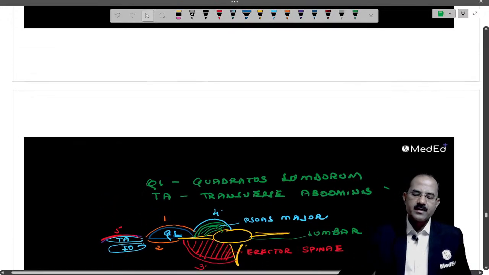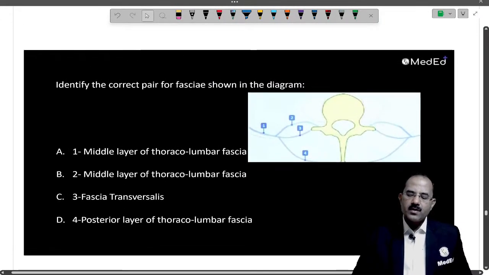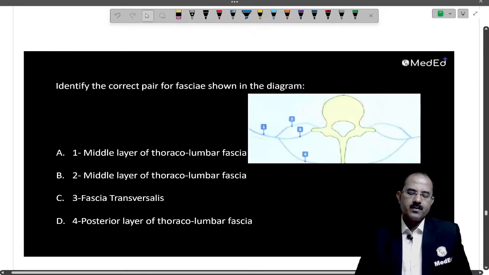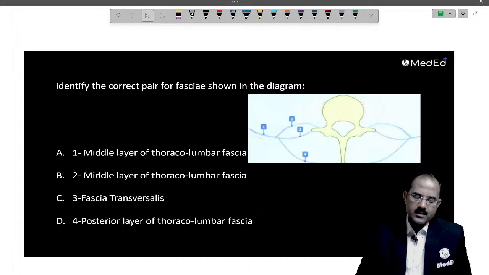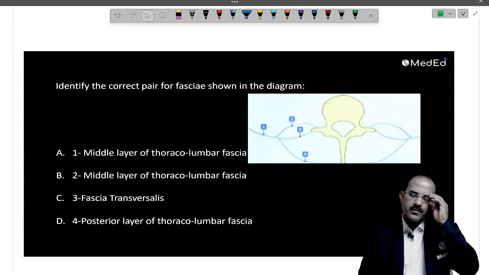Okay, bachcho, clear to all of you? So have a look at this. Identify the correct pair. What is 1? 1 is fascia transversalis. So this is to identify correctly.